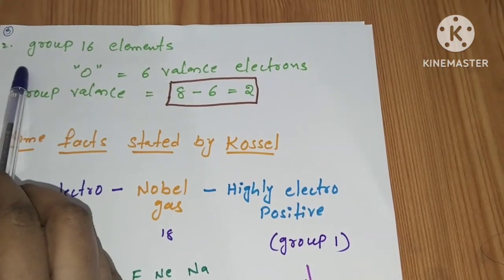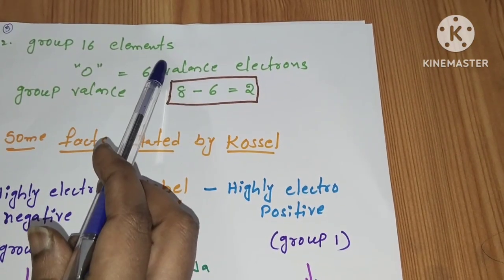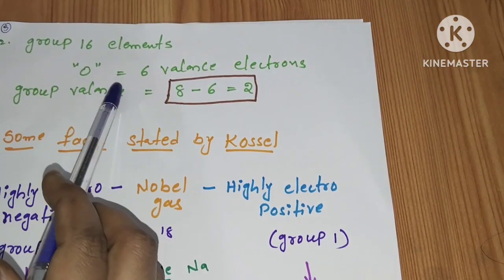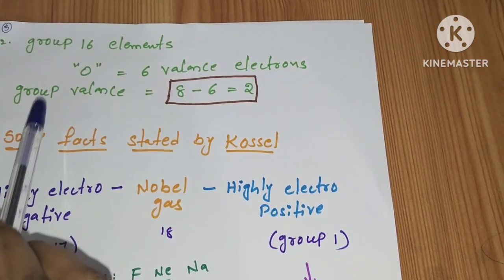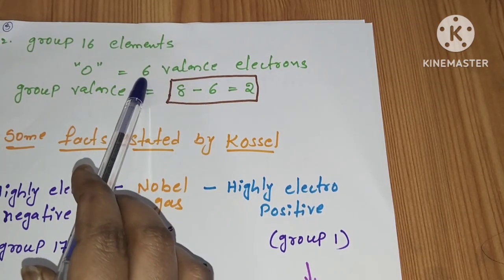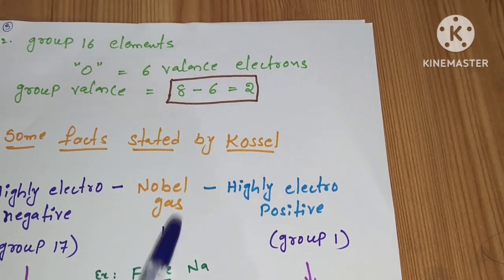Next, group 16 elements like oxygen. Oxygen has 6 valence electrons. Its group valency is 8 minus 6 equal to 2.